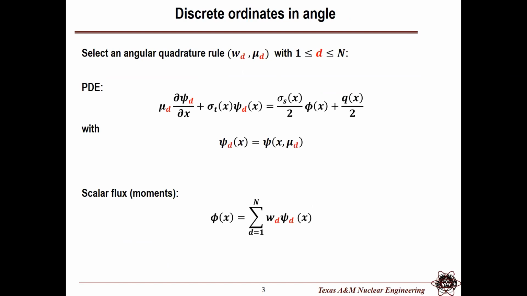And our transport equation is using discrete ordinates in angle. So we have a quadrature rule with weights and directions up to a degree n, and our PDE will become discretized in that direction, where we'll solve individual PDEs for n angular fluxes, with each angular flux being the flux at that quadrature point. And then our angular integration becomes simply a quadrature rule, where we sum the angular fluxes by the weights to get the scalar flux.